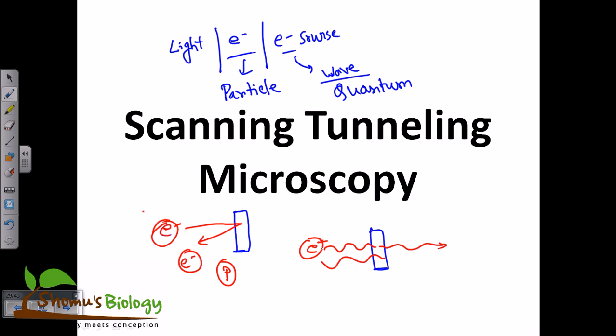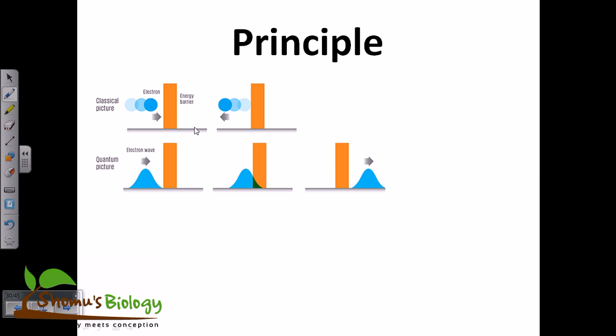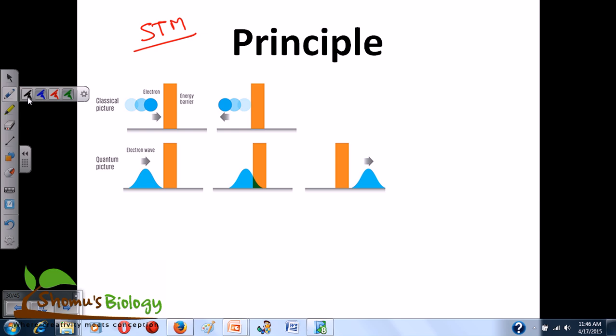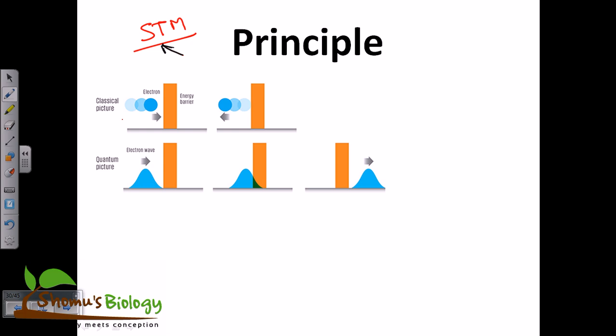So that's what we talk about in this video. This is the principle that is the core foundation of quantum tunneling microscopy or scanning tunneling microscopy. Remember, STM, scanning tunneling microscopy. Why the term tunneling here? Because of the use of the quantum tunneling effect. The classical picture is that the electron can hit the energy barrier and return. But if it behaves like a wave, that wave can pass through the energy barrier from one side to the other side. That is possible. That is the quantum tunneling effect.